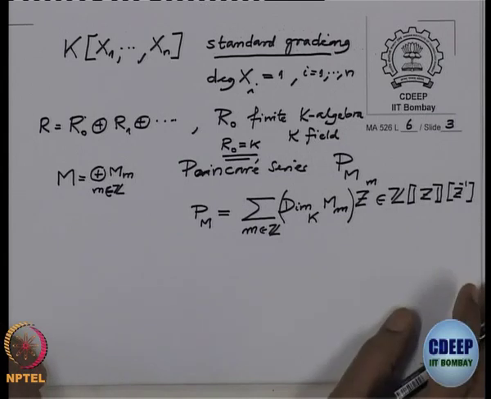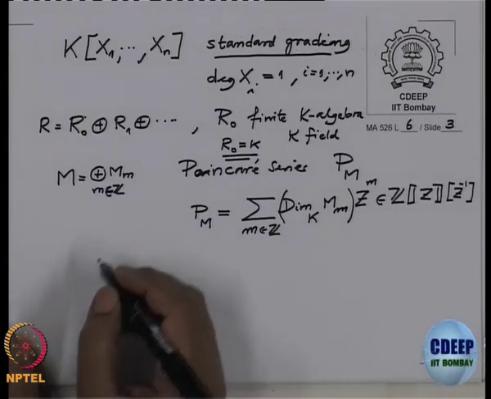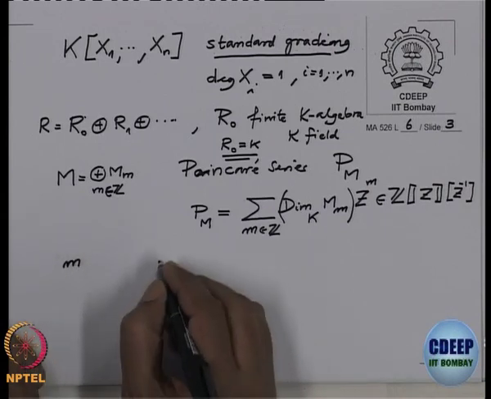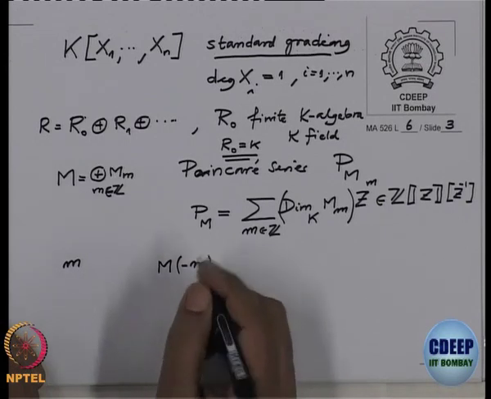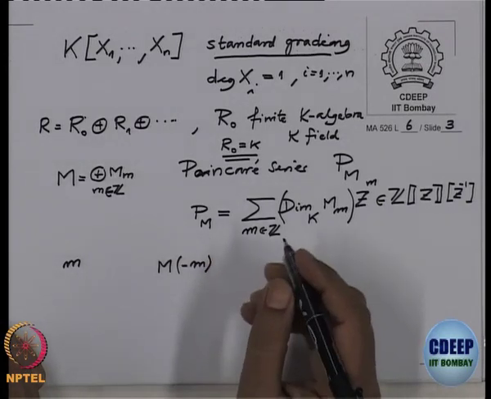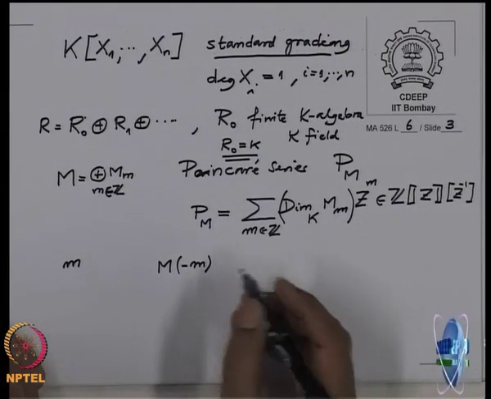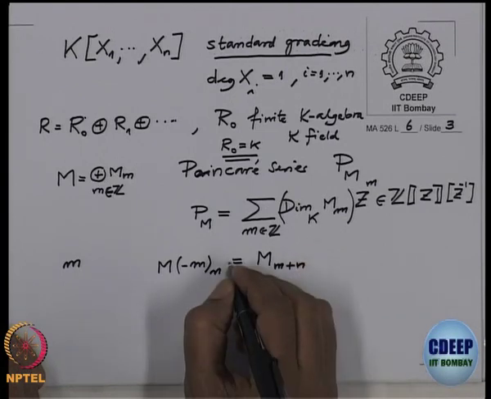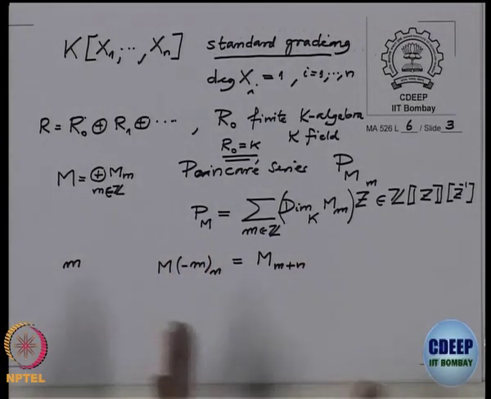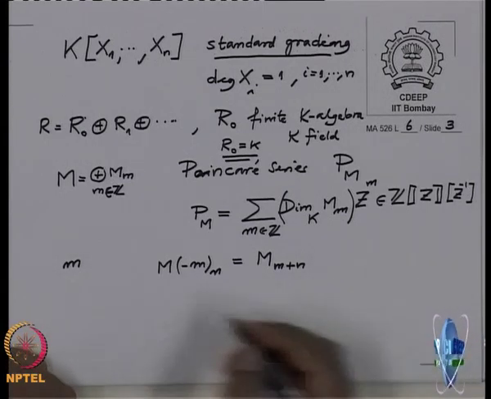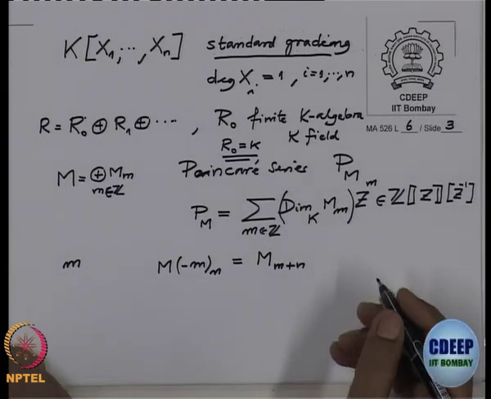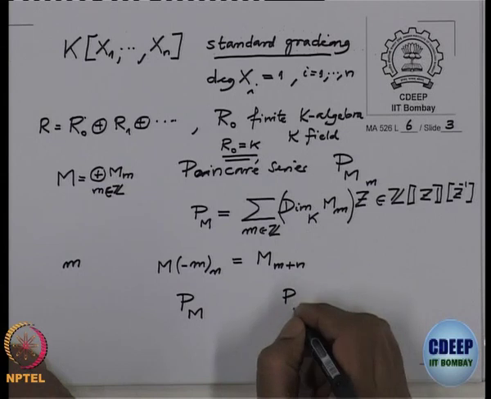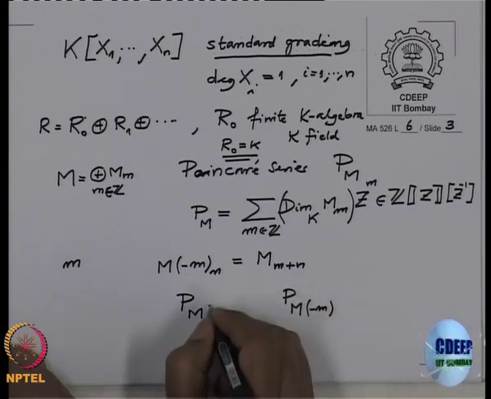And what did we see last time? We saw how one computes, for example, a twist. Twisting means shifting the grading. For each integer m, I have defined M(m). This is a new graded module such that the grading is shifted: its component at n equals M at m plus n. You have only renumbered the components by the shifting. Then we compared the Poincaré series for M and for the shifted graded module.